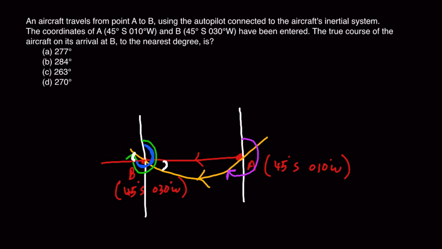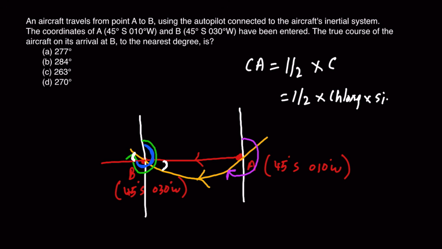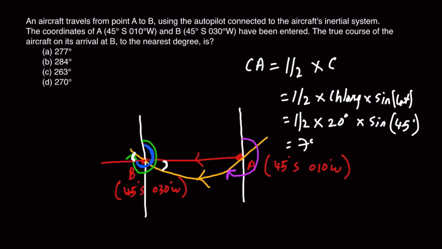Let's find the white angle. So white angle is my conversion angle. Conversion angle is half of convergency. Half of convergency means half of change in longitude into sine mean lat. What is sine mean lat? I'll just write sine lat for now. So half into change in longitude, 010 and 030, change in longitude of 20 degrees into sine of 45. So it becomes 7 degrees. So my conversion angle is 7 degrees.